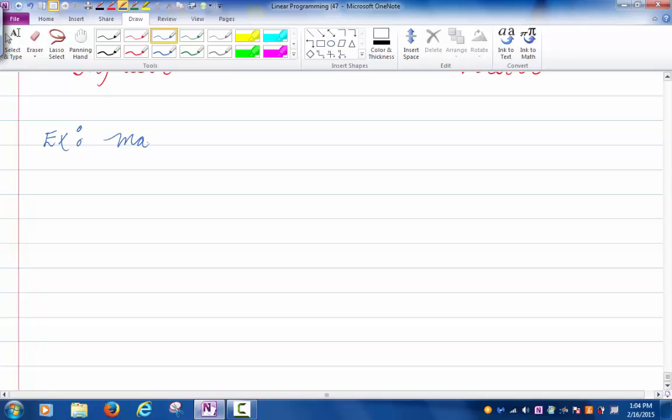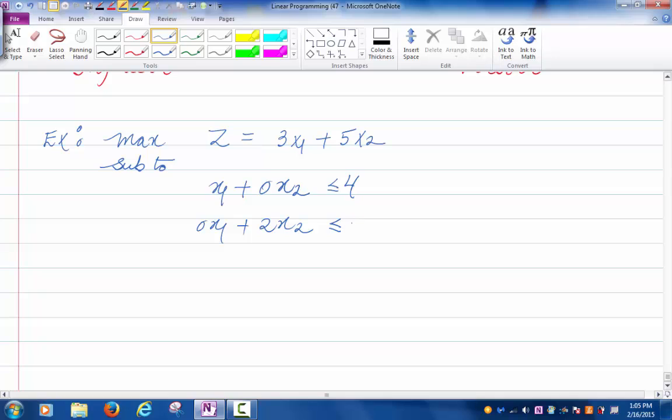We want to maximize the objective function, which is given by 3x1 plus 5x2, subject to certain constraints, which are x1 plus 0x2 less than or equal to 4, 0x1 plus 2x2 less than or equal to 12, 3x1 plus 2x2 less than or equal to 18, x1 is larger than 0, x2 is larger than 0.